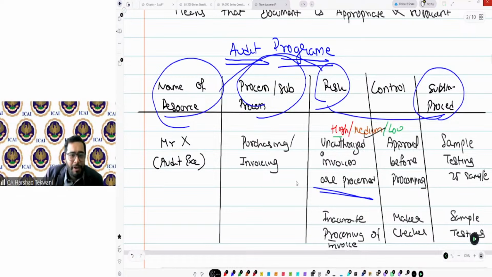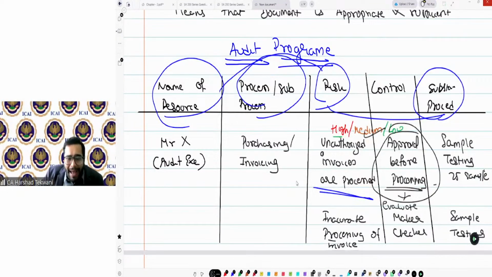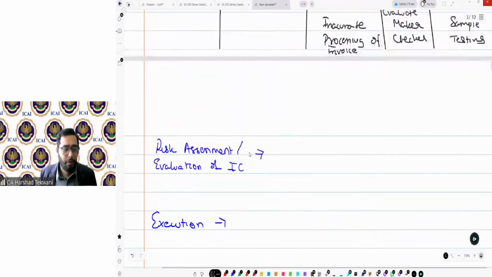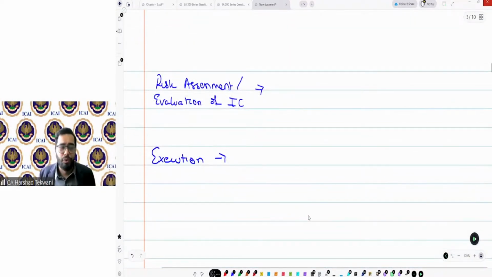Let's say, for example, if I say medium risk, by control, what evidence is being provided by the control? How much comfort am I getting from this control? For that, I need to evaluate the control. And based on this evaluation, my substantive procedure will be defined: how much substantive testing I need to perform. So risk assessment and control evaluation will give you the idea about the detailed substantive procedure you need to perform on a particular area. So based on risk assessment and evaluation of the control, you can decide what execution you have to do.